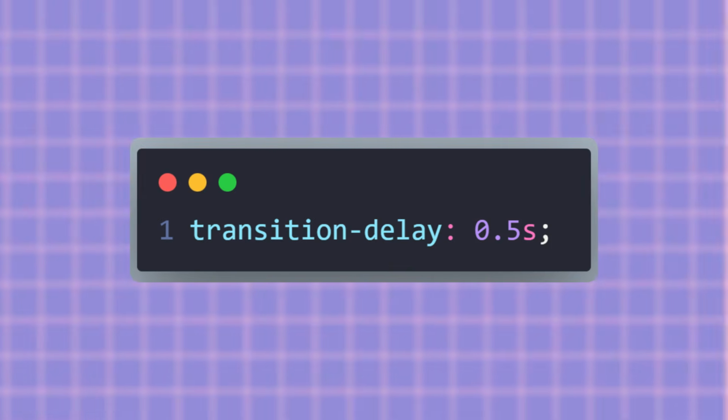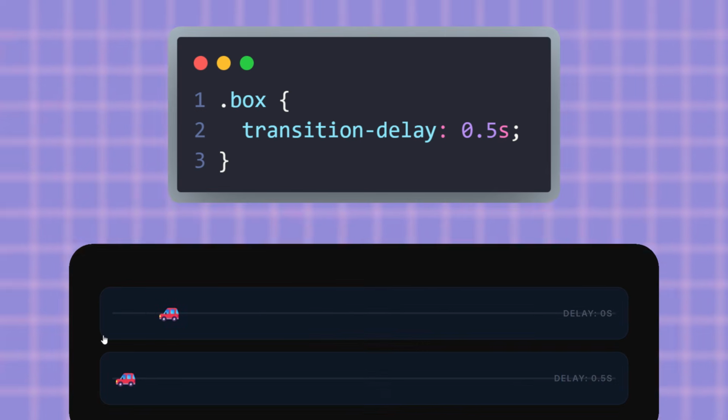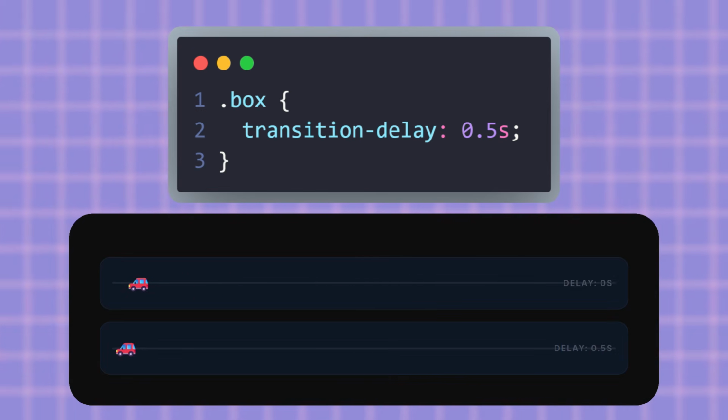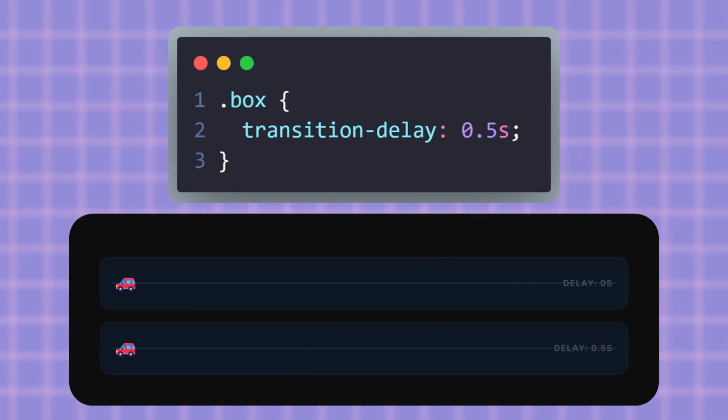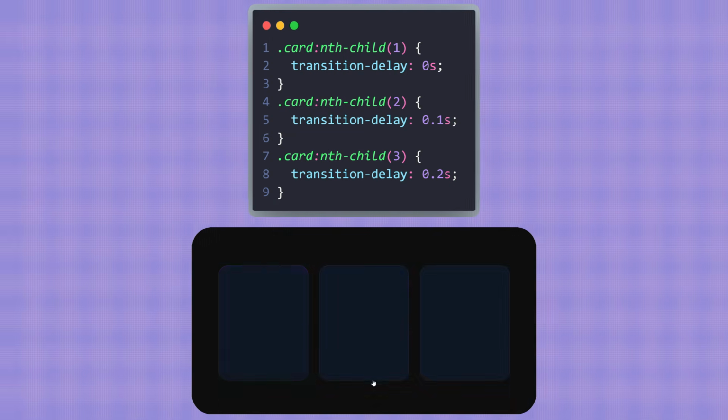Transition delay adds a wait before the animation starts. So the hover happens, but the animation waits half a second before it starts moving. This is super useful when you have multiple elements animating in a sequence. You stagger the delays so they don't all move at once. Each card waits a little longer than the one before it. The result looks like a wave. Very clean and professional.